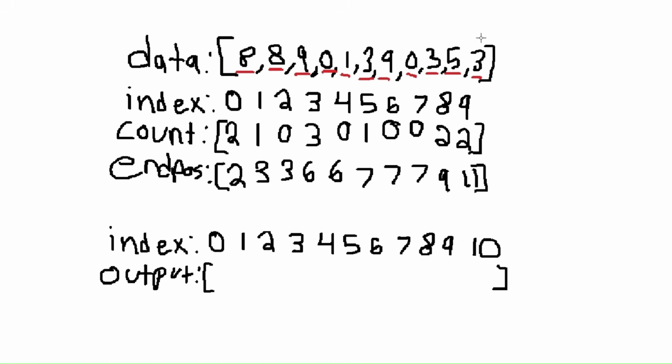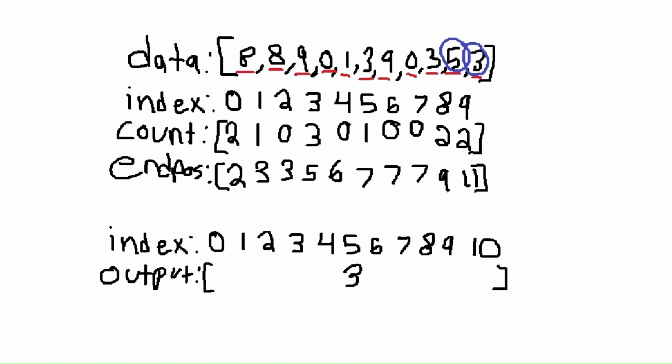As we perform insertions into the output array, we iterate from right to left. So to begin, we have the value 3. So we're going to go to the index 3, see that its end position is 6. We're going to decrement this to 5. And then we're going to insert the value 3 at the index 5 in the output array. And we're going to do the same for each of these values.